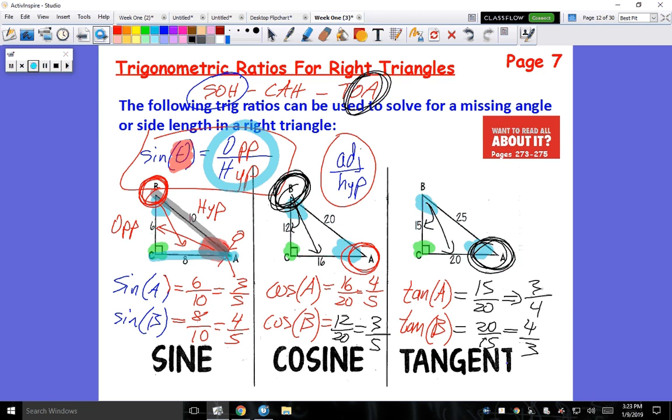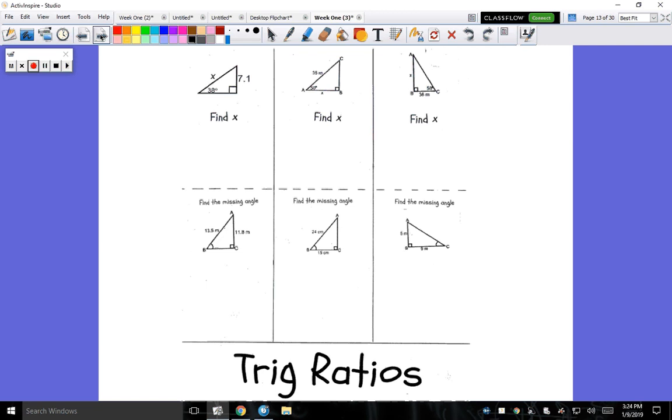Alright, so now we're going to do a little bit of practice with finding sides, first of all, with non-special right triangles. Why is this triangle not special? It's not 30, 60, 90, nor is it 45, 45, 90. So we're going to immediately go to SOHCAHTOA. True or false? True.